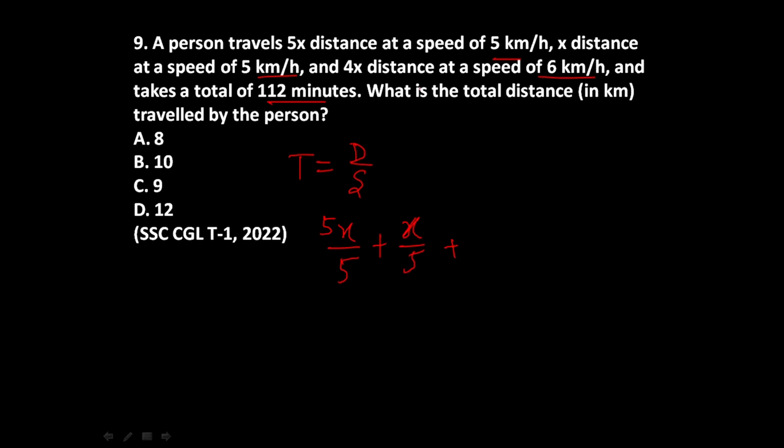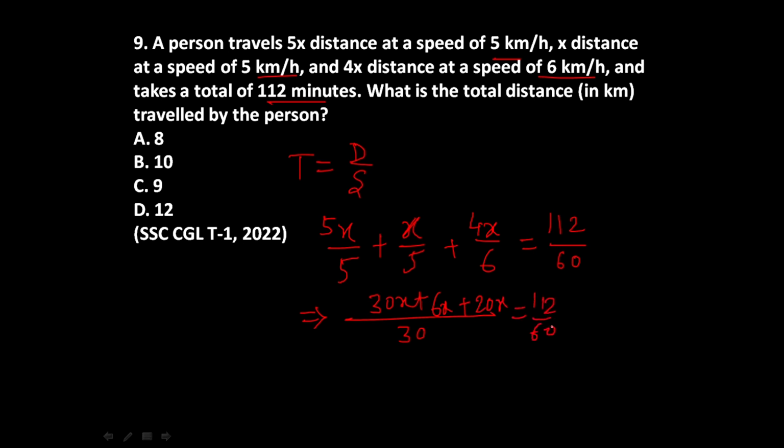And in the third case it is 4x upon 6. And this is equal to 112, and all the data are in km per hour, so it should be in hours, so it will be divided by 60, right? So what's the LCM? LCM is 30. So it is 30x plus 6x plus 20x is equal to 112 upon 60. So x will be, this will be 2, this will be 56, so it will also be 2. So x will be 1.